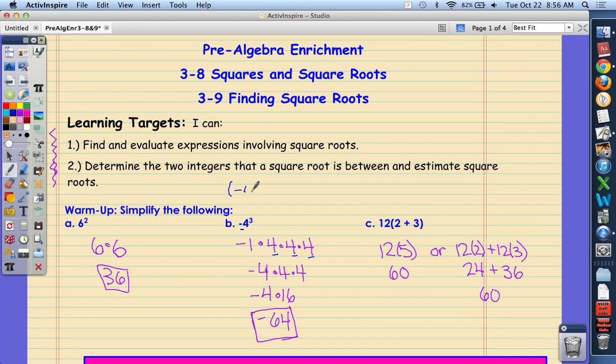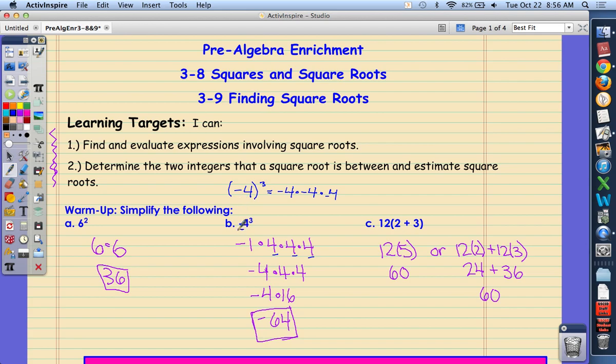So this problem, expanded out, would be negative 4 times itself 3 times. But this problem that I gave you in the warm-up, since the negative is just out front, it would be like a negative 1 times that base. You actually would end up getting the same answer, negative 64, but you should know the difference between there being parentheses and not being parentheses.